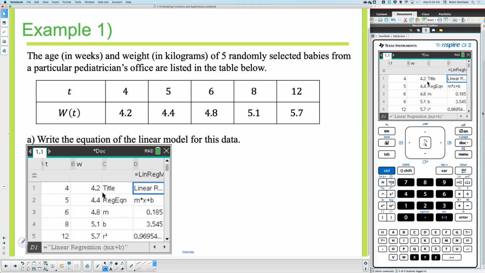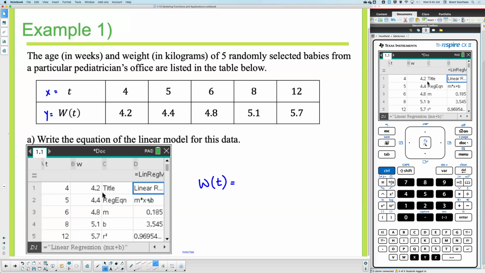So our model, we're going to call it like this. Remember, this was the X value. X is equal to T, Y was equal to W. Here's what that means. You're going to write the equation like this. You're going to say W of T equals, remember the formula is M times X plus B. There's the formula right there.